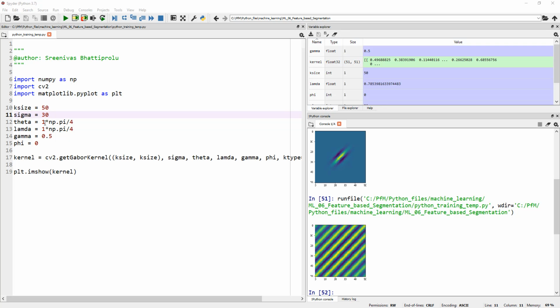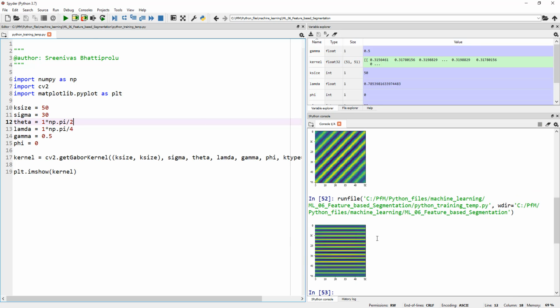Now, let's change this to np.pi over 2 instead of 4. So now it's horizontal, as you can see. Okay, if I just do np.pi, which is nothing but just pi, now it's all vertical. So if you're looking for features that are horizontal, then by applying this horizontal filter, you're actually passing these horizontal features through and blocking everything that's vertical. Exactly vice versa here. I'll show that on a real example in a minute, okay?